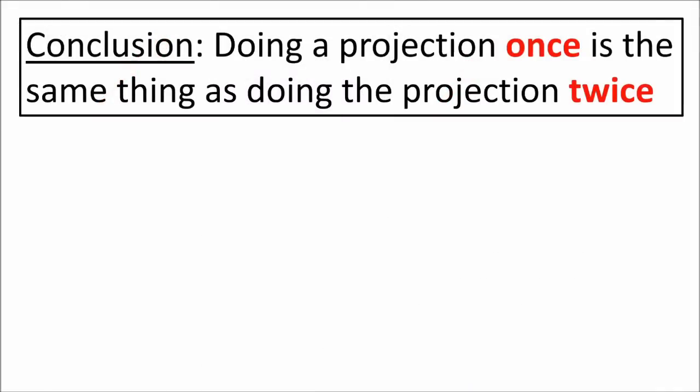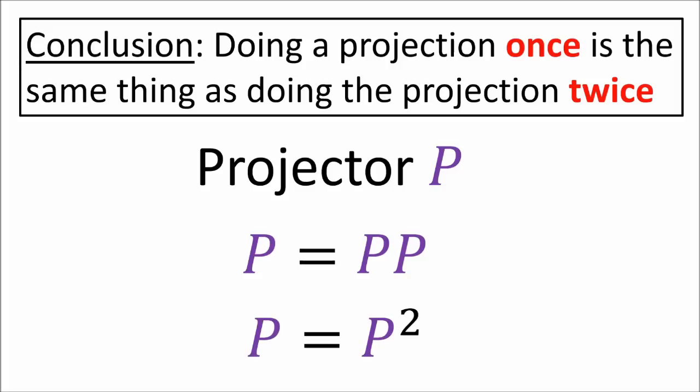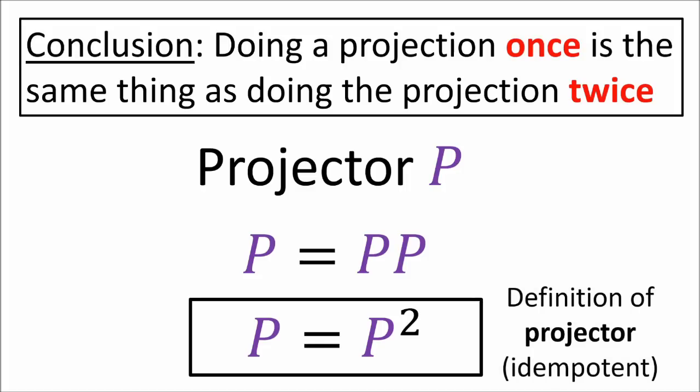Converting this into symbolic language, if we have a projector P, applying P once should be the same thing as applying P twice. So P equals P squared. This is the mathematical definition of a projection operator, also called an idempotent.